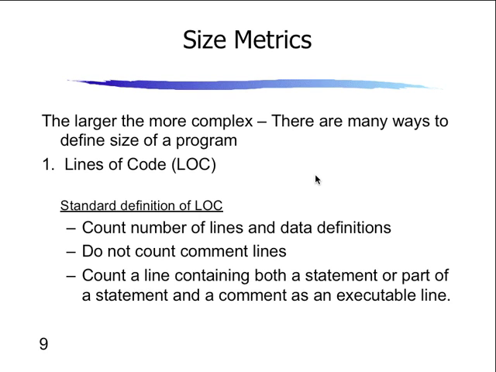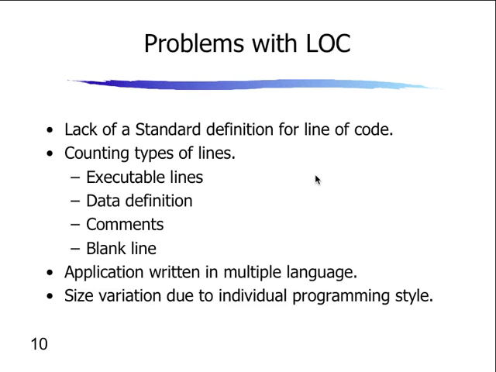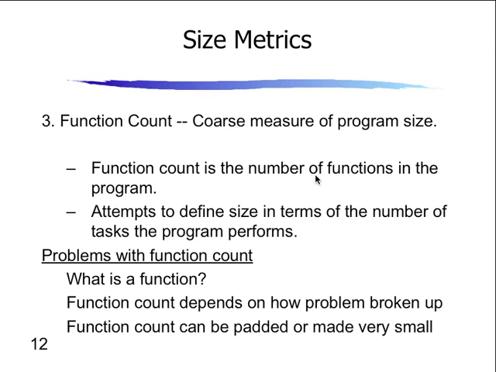Size. How many lines of code are there? Standard definition problems, obviously: what's a line of code? What's a comment? And padding the code, stuff like that. Number of tokens, you can count those. Function count, that makes sense. Counting up the number of functions within the program makes a lot of sense, actually.